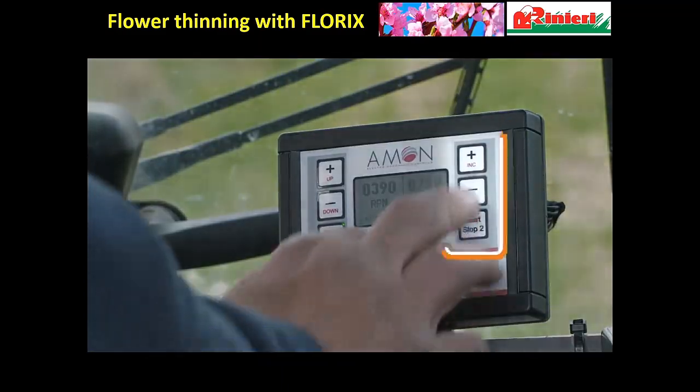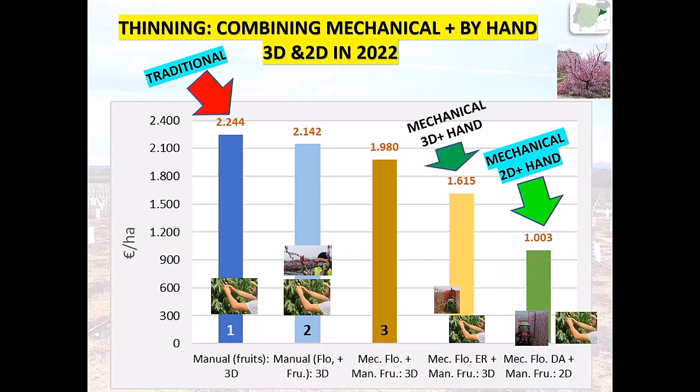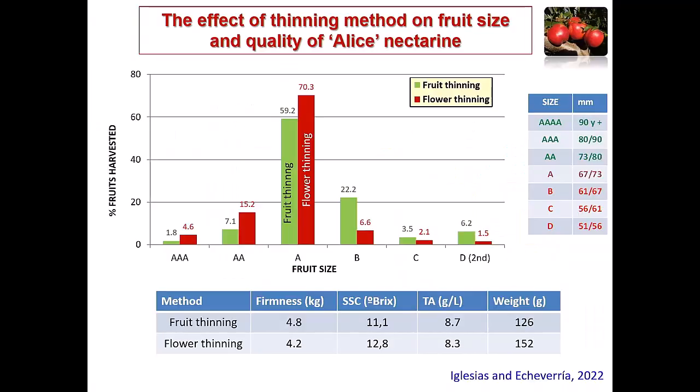Okay. So I have no time to go for the details, but with the traditional manual hand thinning to the mechanical plus manual, we can reduce more or less 1,000 euros per hectare. This is the balance that Greg explained. So the benefit is huge. This is also the increase of fruit quality using the flower thinning, the mechanical flower thinning. We know that we increase fruit quality because there is less fruits in the first stages.